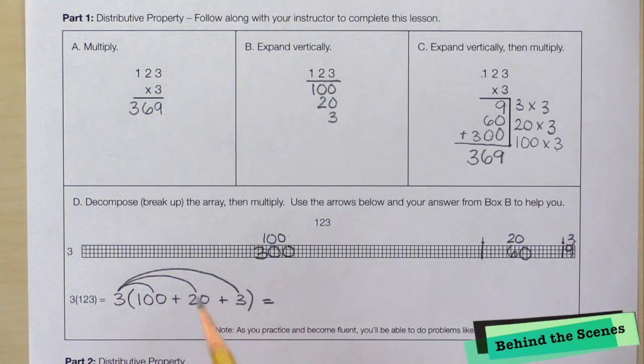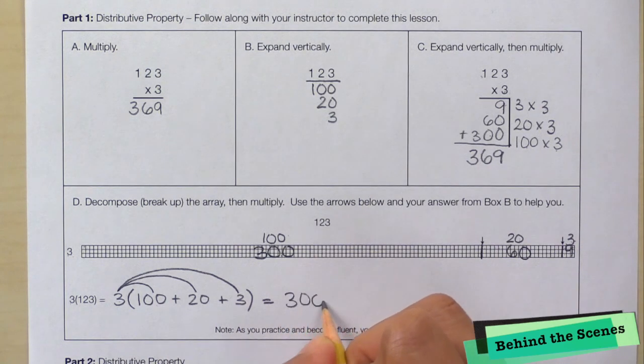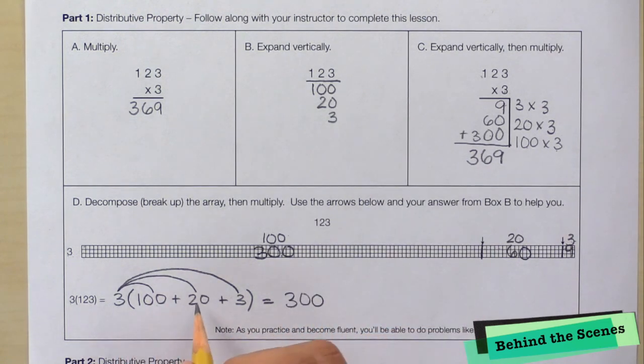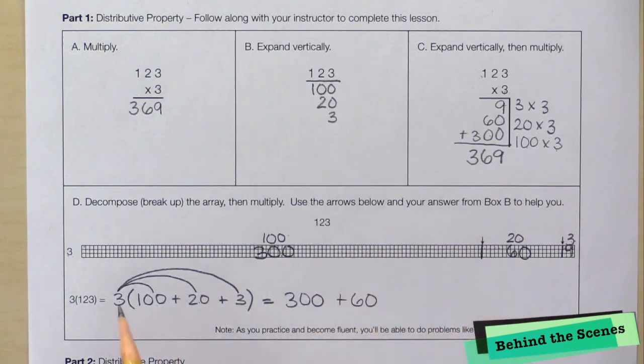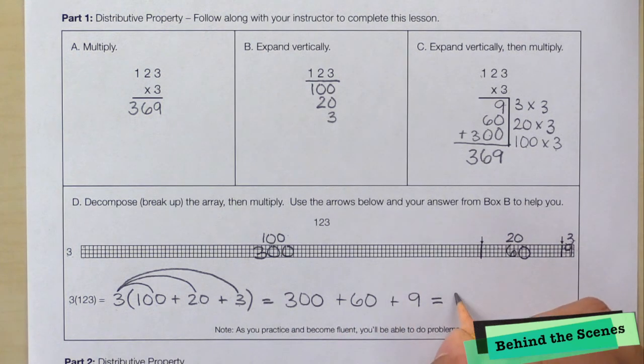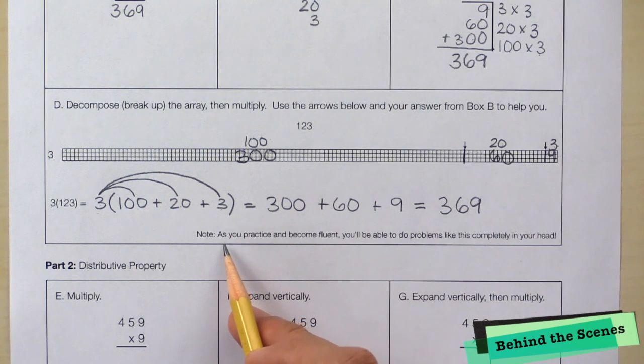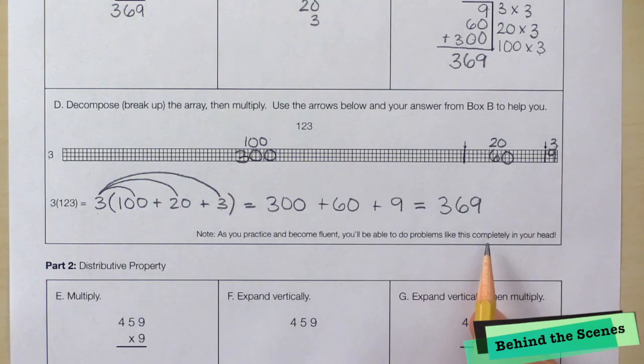3 times 100 equals 300. 3 times 20 equals 60. And 3 times 3 equals 9. And our final answer is 369. Here's 369. Take a look at the note on the bottom of box D. It says, as you practice and become fluent, you'll be able to do problems like this completely in your head.